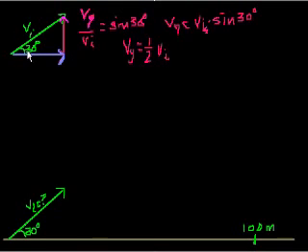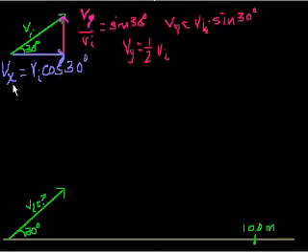And what is my horizontal velocity? Let's get all the trigonometry out of the way. My horizontal velocity, doing it the exact same way, let's call that V sub x. V sub x is equal to V sub I, my initial velocity, times the cosine of 30 degrees. Cosine of 30 degrees.